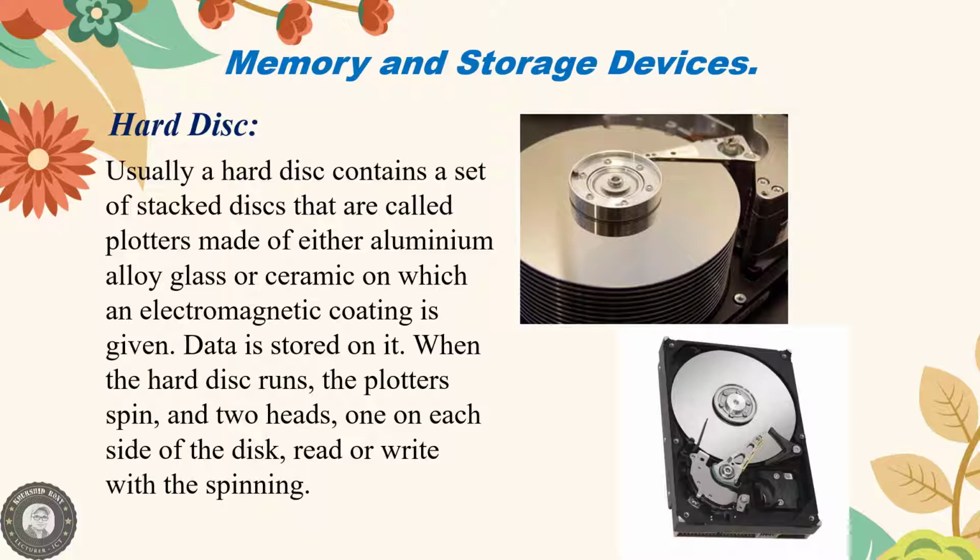Usually a hard disk contains a set of stacked disks that are called platters, made of either aluminum alloy, glass or ceramic, on which an electromagnetic coating is given. Data is stored on it. When the hard disk runs, the platter spins and two heads, one on each side of the disk, read or write with the spinning.